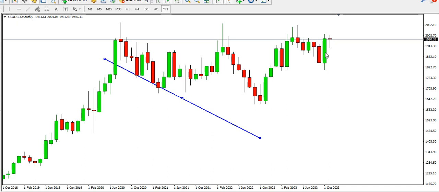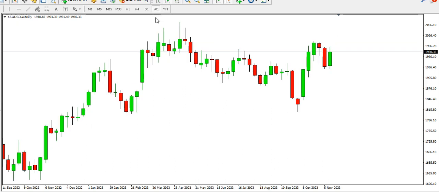Just like bullish engulfing pattern, you have bearish engulfing pattern. If a bearish engulfing pattern forms at the top of a bullish trend, then you can see price dropping real fast. All right, that's that for the monthly time frame.